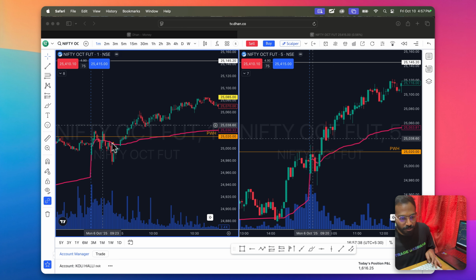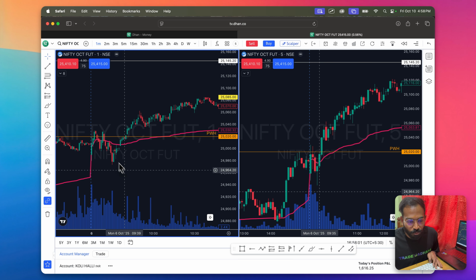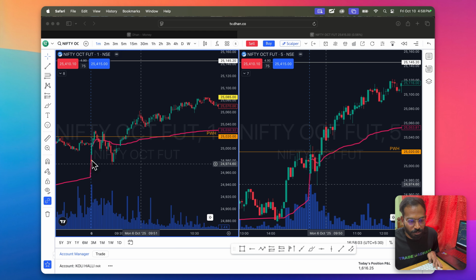But I should have been more careful by watching the 5 minute. The 5 minute did not close above the previous week high or the previous day high. So I should have been more patient and should not have jumped in, but still I did. So now I have two losses back to back. And once it broke out of this 1 minute day's low, I entered a put virtually.